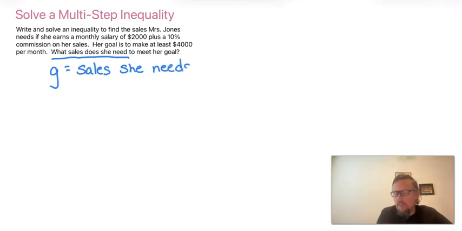I know that's a weird variable choice to use G for sales, but my S's just look so much like 5s that sometimes I end up getting the problem wrong because of my sloppy handwriting.